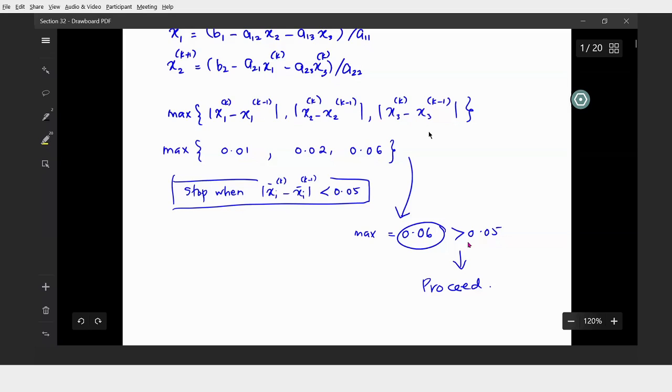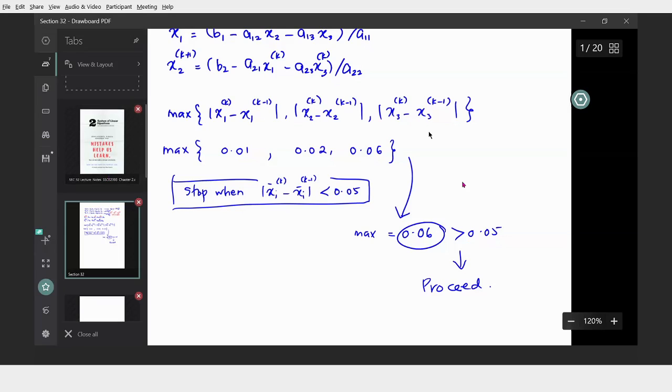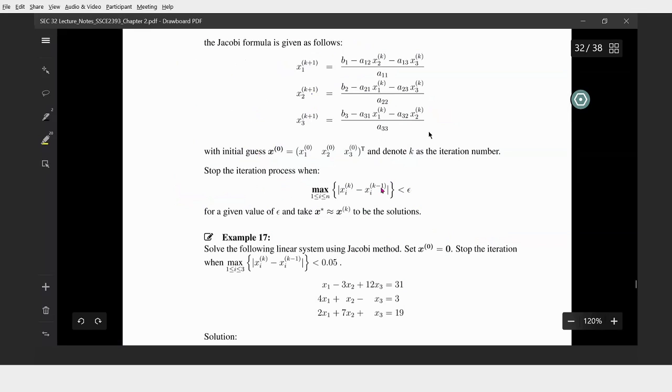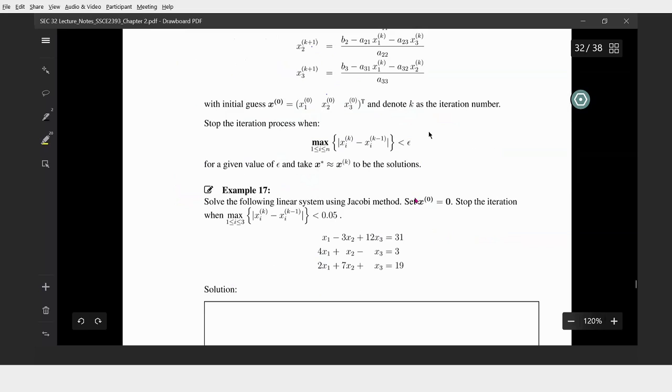So you look for the maximum of the error of x1, x2, and x3. If that maximum value is less than the given epsilon, then you may stop. Otherwise, you still need to proceed. Clear? That is the stopping condition, and this is what it means by max and everything that you have here. Lastly, you take your final answer, because our intention is to have the values of x1, x2, and x3. The final answer should be the latest x that you have in your solutions.